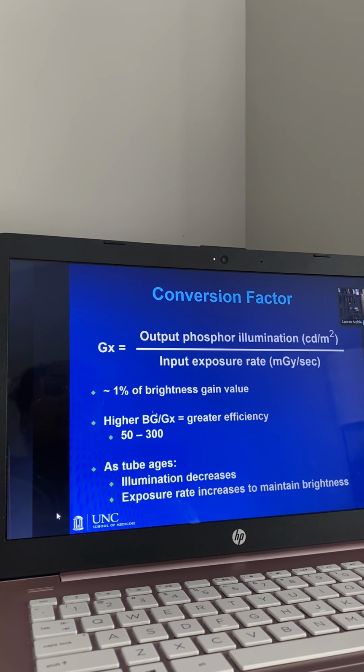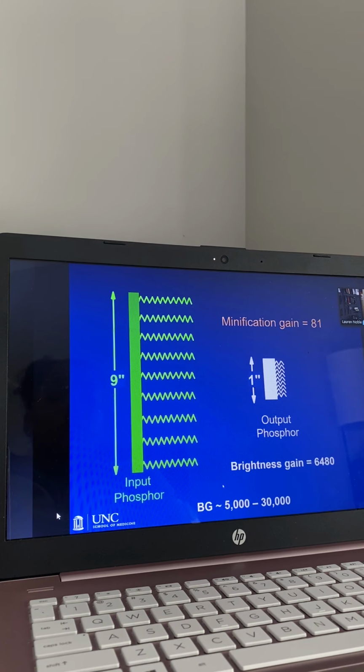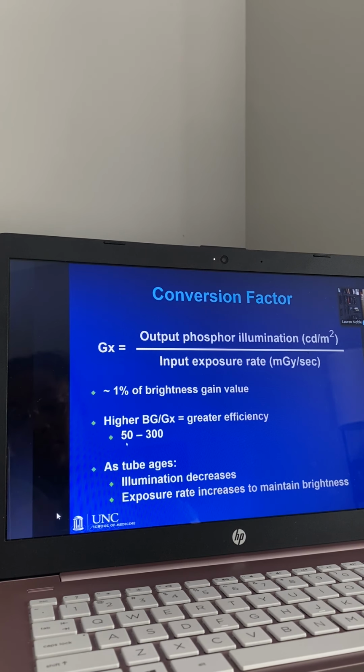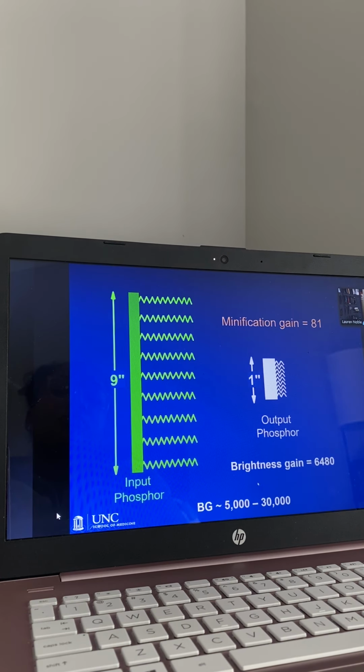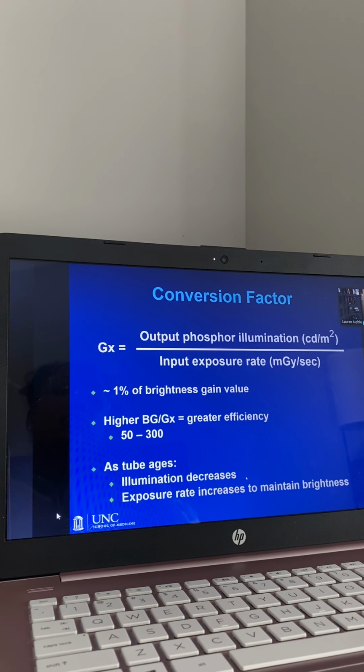Another way to look at it is it's about 1% of the brightness gain value. On the previous slide, I told you brightness gain is around 5,000 to 30,000. 50 to 300 is 1%. So numerically, the numbers will appear like this instead of in the thousands like you see here. It's just because the way they measure it is different, but it's the same thing.